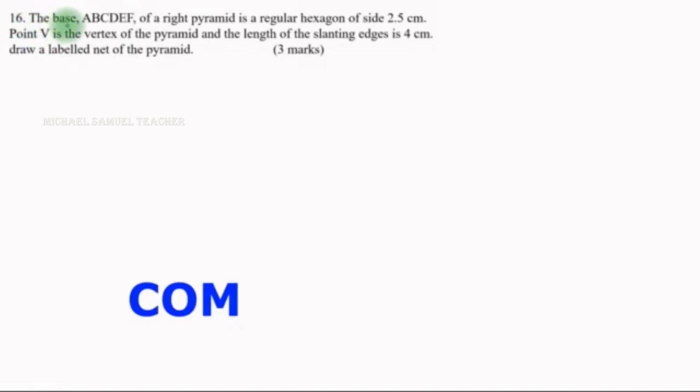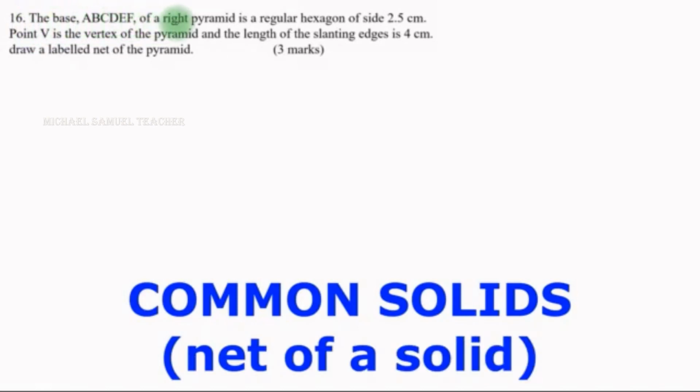So question 16. The base A, B, C, D, E, F of a right pyramid is a regular hexagon of side 2.5 cm. Point V is the vertex of the pyramid and the length of the slanting edge is 4 cm. Draw a labeled net of the pyramid. So before we even draw the net of the pyramid, we need to make a sketch of the pyramid. And remember, a regular hexagon means 6 faces. So I'll just draw it.